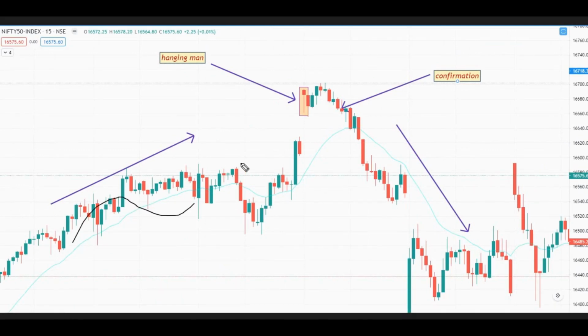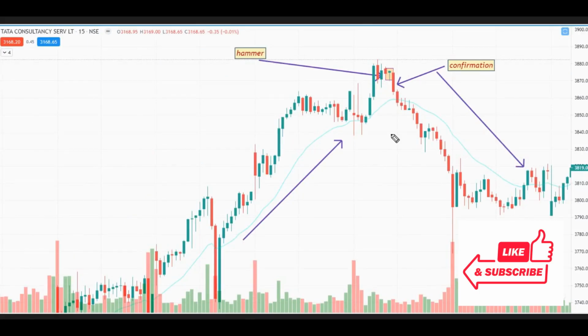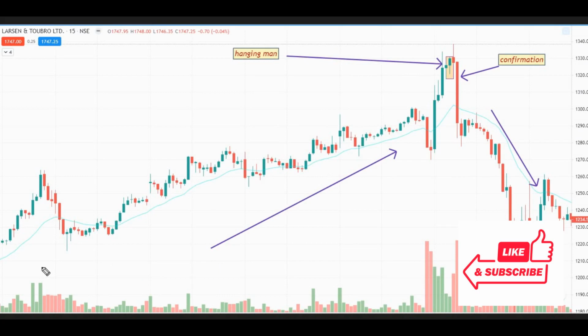Proper uptrend, hanging man, fake out, confirmation, trend change. See, very beautiful. Hanging man pattern works wonders in the market. Proper uptrend, hanging man, confirmation, trend change. So as you can see, it works 80% of the time in the markets.